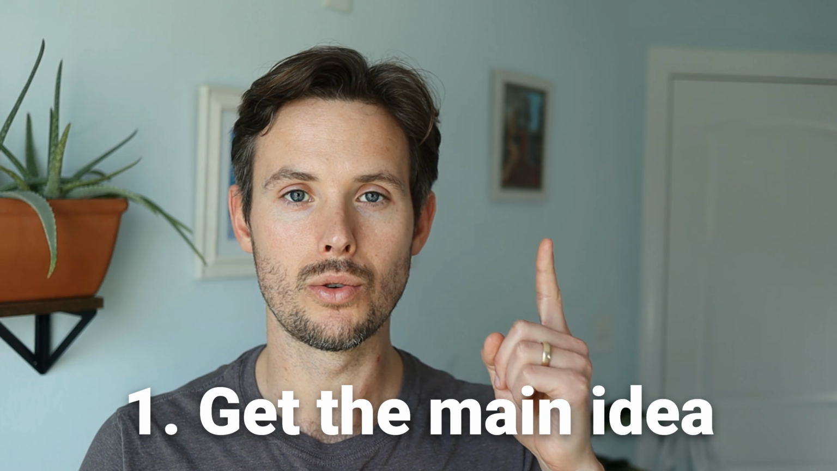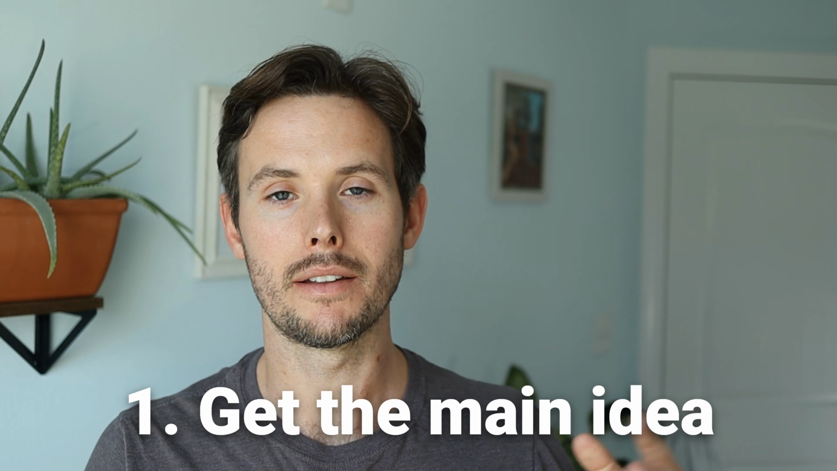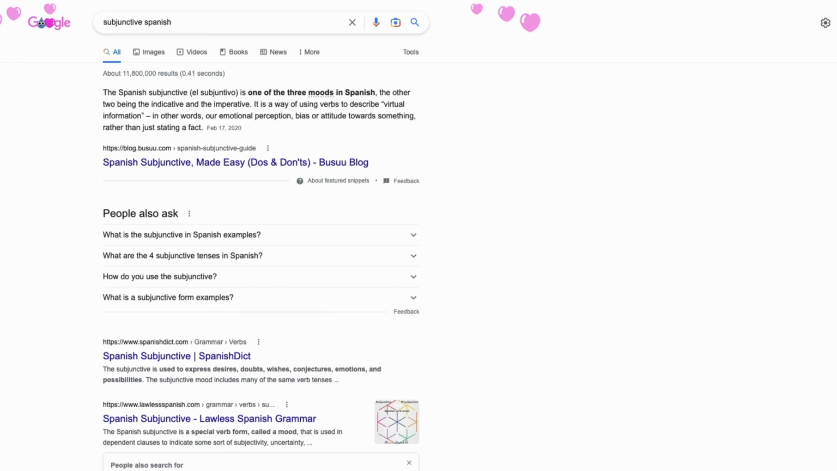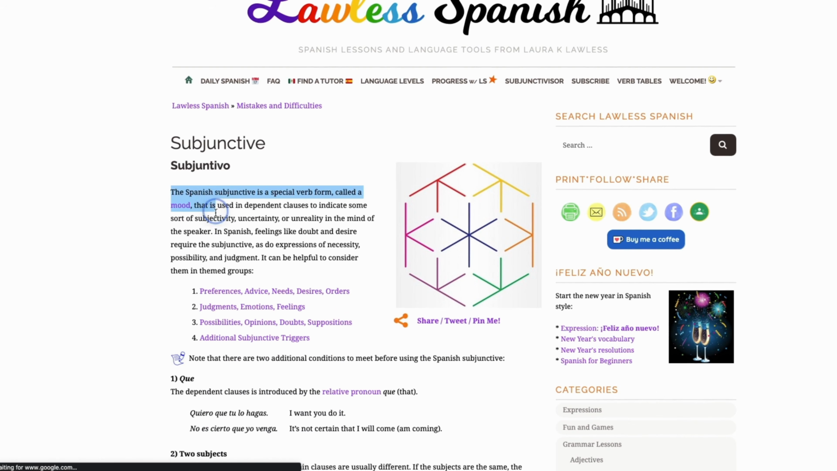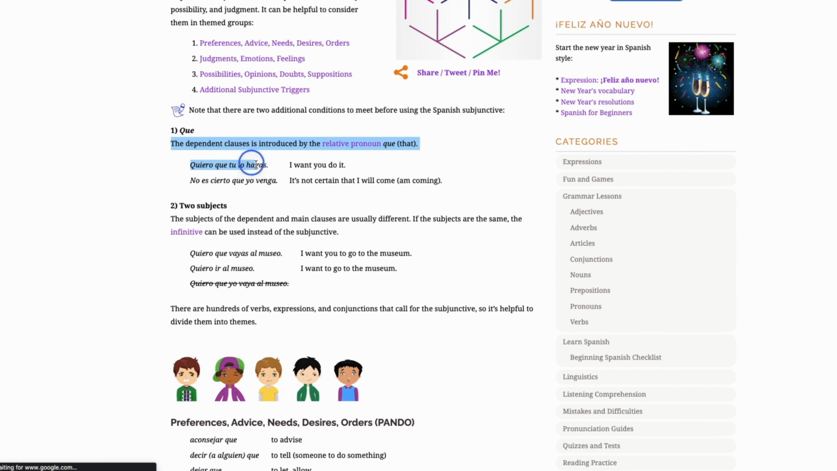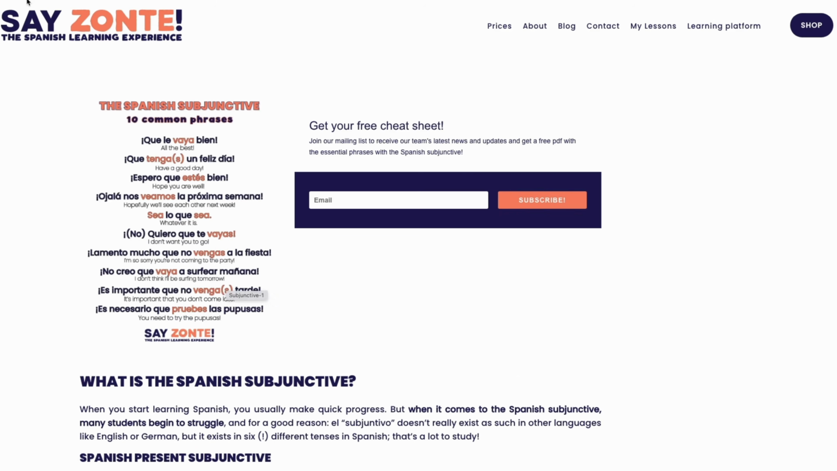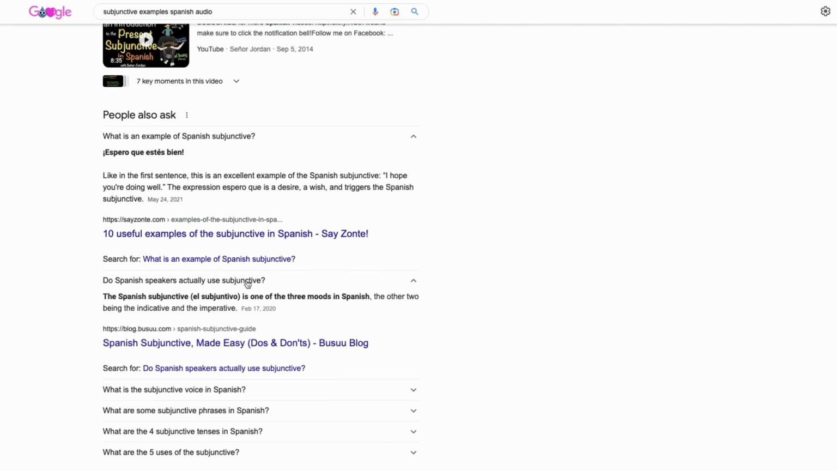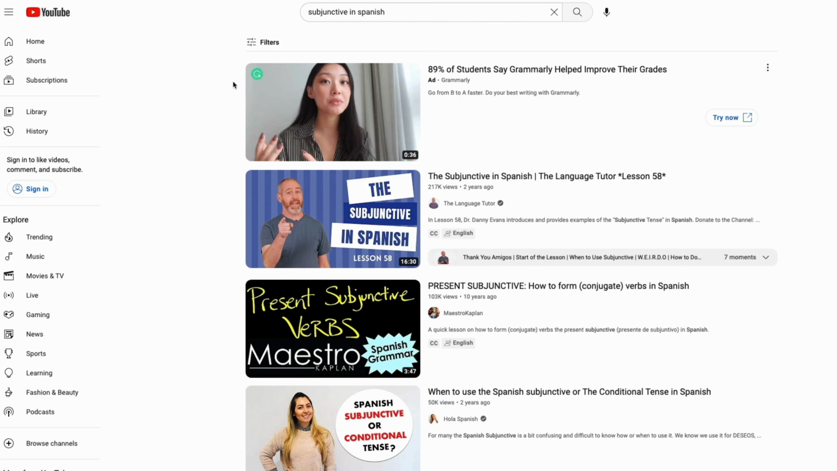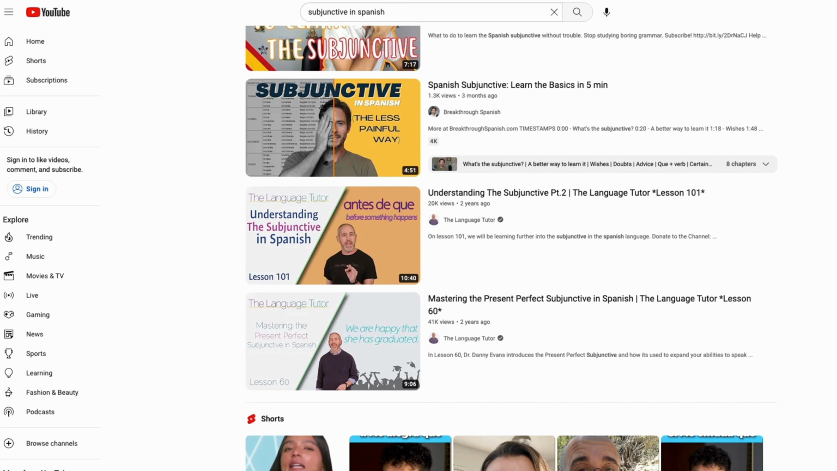So what is a practical way that you can take a concept that's difficult for you and turn it into something that's automatic, that you don't need to think about? First step is to get the main idea of the thing that you're trying to learn. Say you're trying to learn the subjunctive in Spanish. Get the main idea. You can do this just by Googling subjunctive in Spanish. Read some articles, read lots of examples, listen to lots of examples, get the main idea of what it is. Don't try to get it perfect. Just get the main idea of the thing, then move on to the next step.